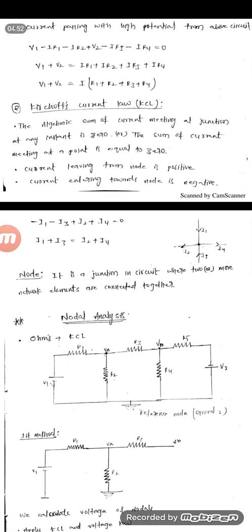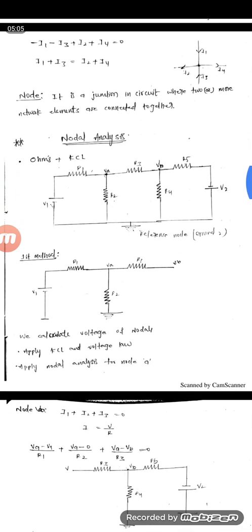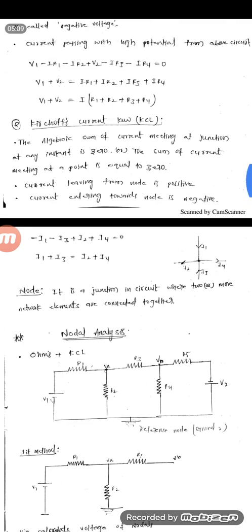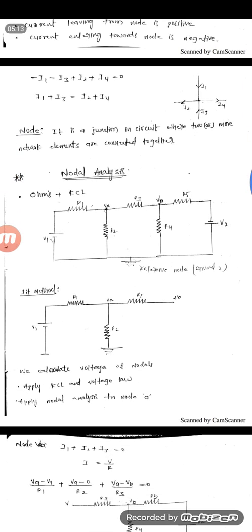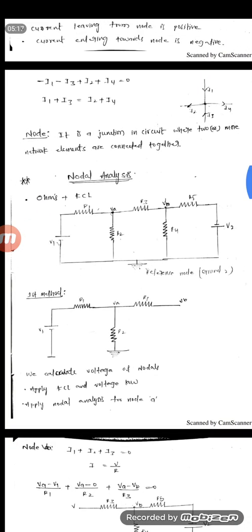So in this diagram, minus I1, because it is towards the junction, minus I3, this is also towards the junction, but I2 and I4 are leaving from the junction. This is the explanation of KCL and KVL. With this knowledge, we will discuss nodal analysis.